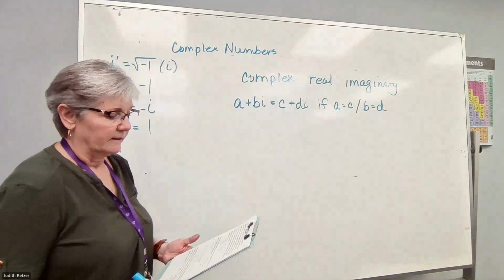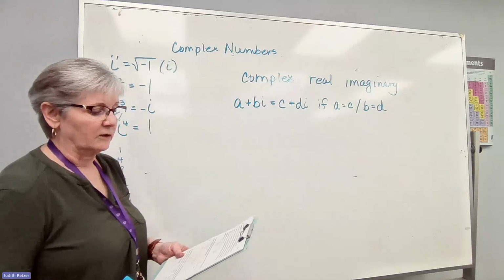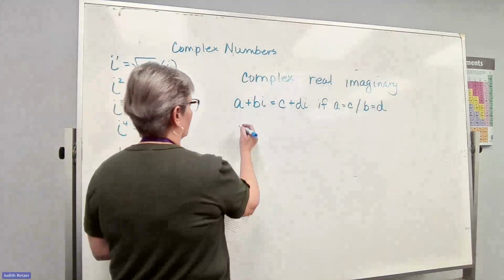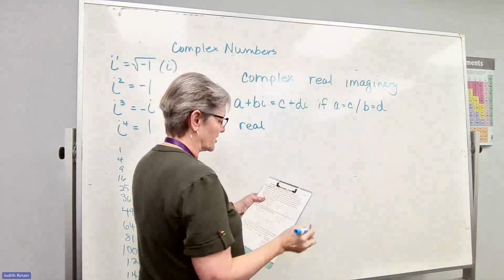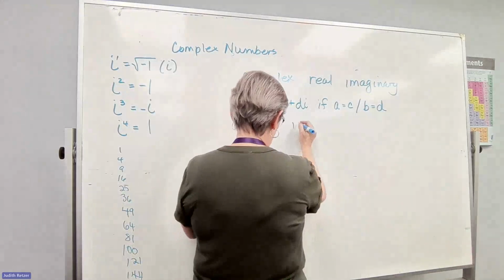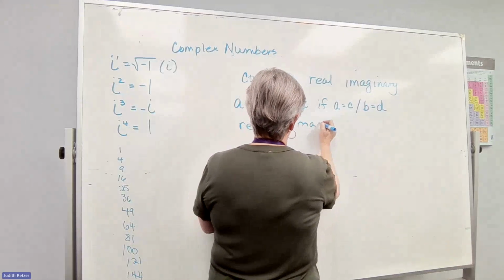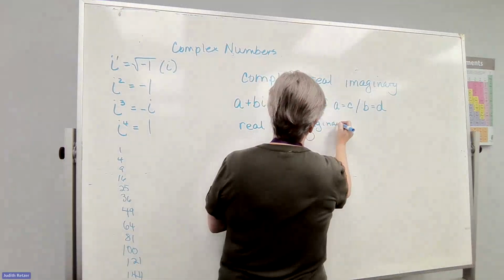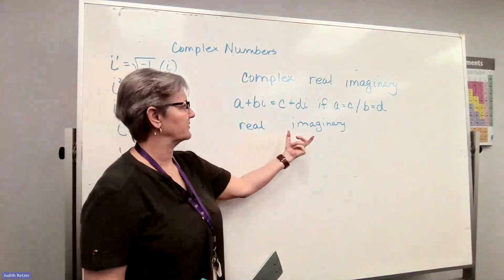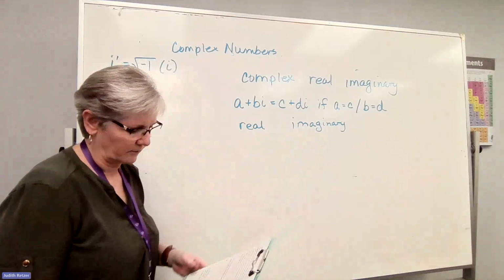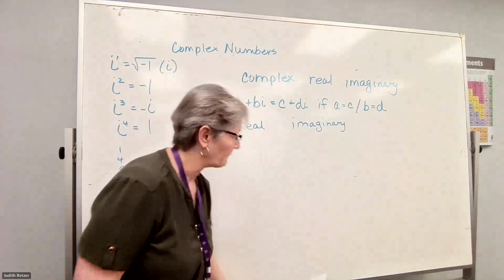So real parts must be equal to the corresponding real number, and imaginary parts must be equal to the imaginary part on the other side. So the real has to equal the real on the other side, the imaginary has to equal the imaginary on the other side.